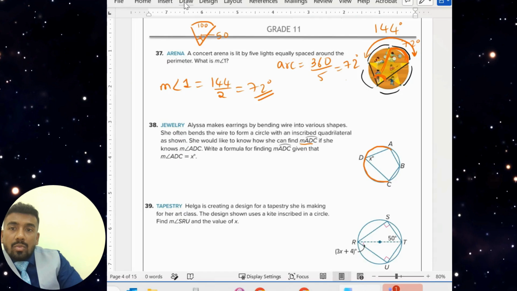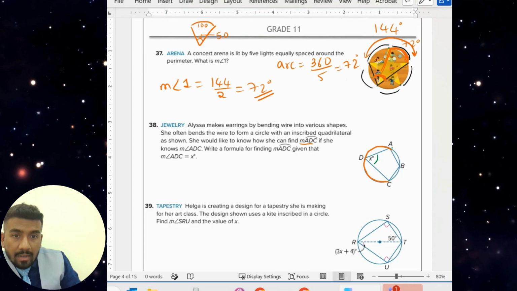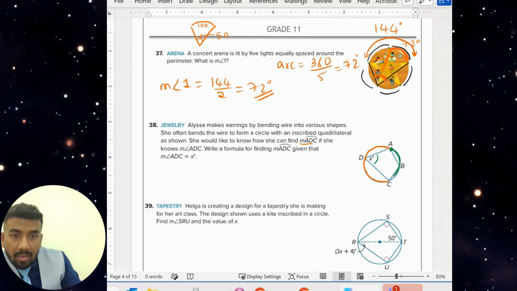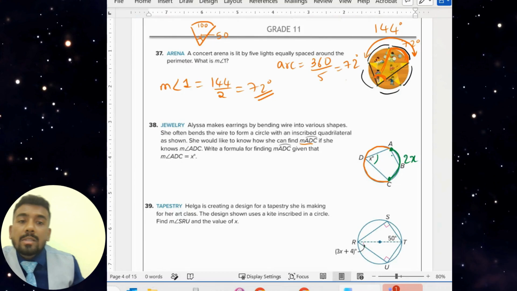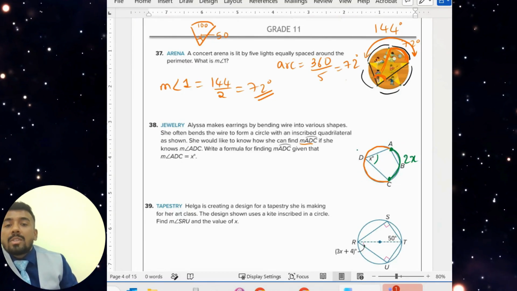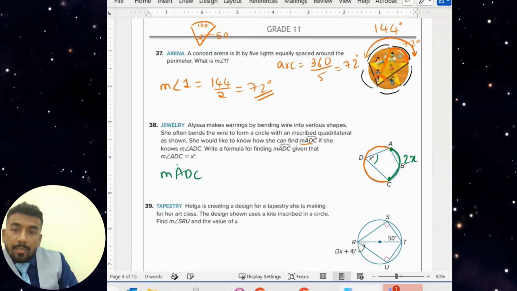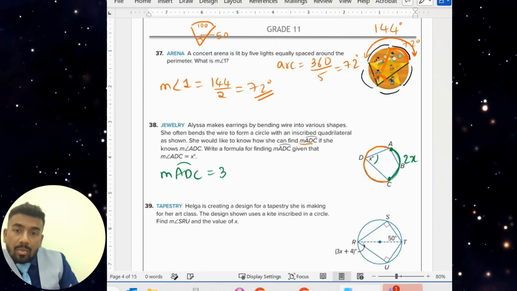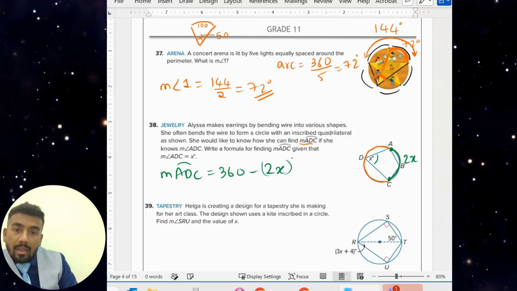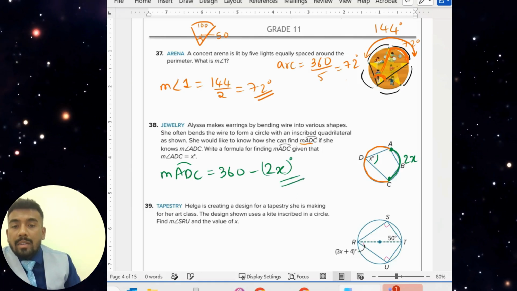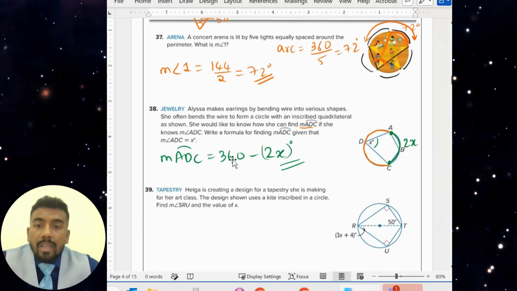Now everybody knows, just now I told you, that this angle is X, so the remaining arc ABC will be how much? 2x. And the total we know is 360. So the measure of angle ADC can be found by 360 degrees minus 2x degrees. Okay? That's how Alyasa will find it. Let's go to the next one.